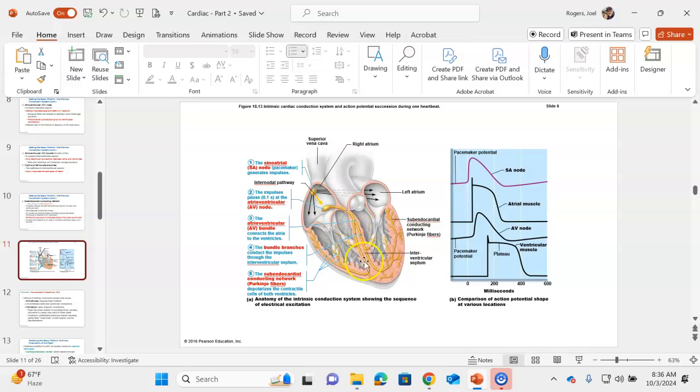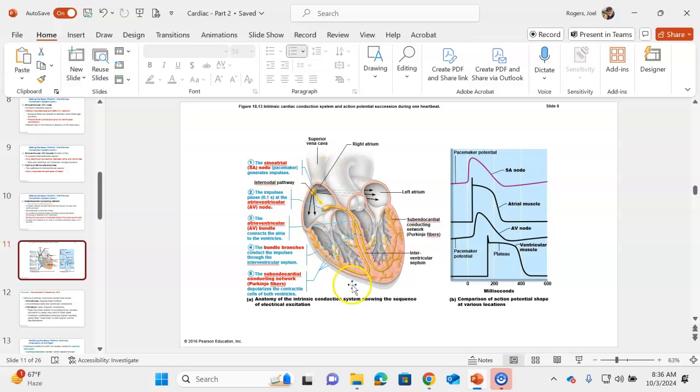This is called the right bundle branch, and this is called the left bundle branch because, yeah, you guessed it, there is a right and a left side of the heart, like there is a right and a left side of the body. So the right and left bundle branches are going to carry that depolarizing wave through the septum to the apex of the heart, where we will then move into what's called the subendocardial conducting network or the Purkinje fibers. And then the wave will be carried all the way through the ventricles of both sides.